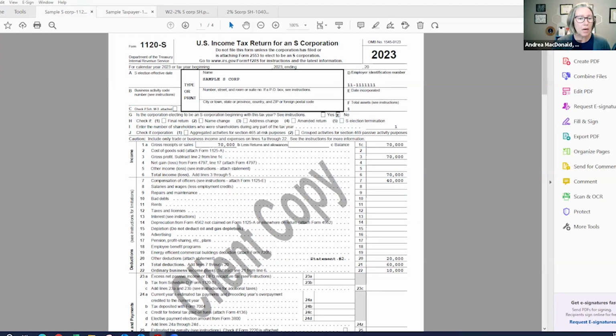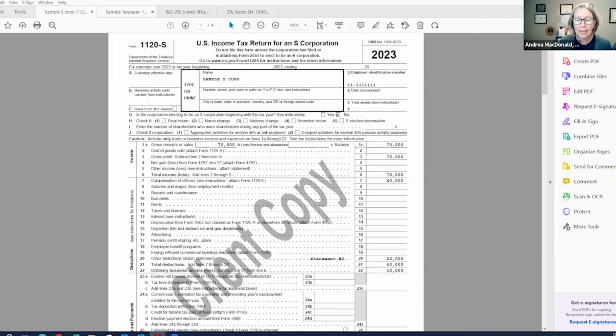So the first thing we're going to talk about is distributions in excess of basis for an S corporation. We could do a whole class on just basis and how to calculate it, but for those of you who already know this, you can tune me out for 10 seconds. And for those of you who aren't exactly familiar, pay attention.